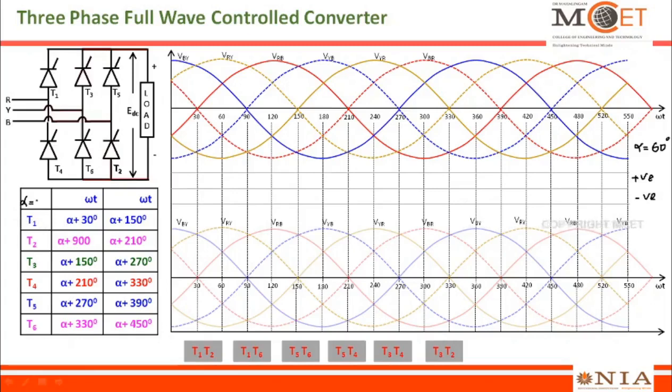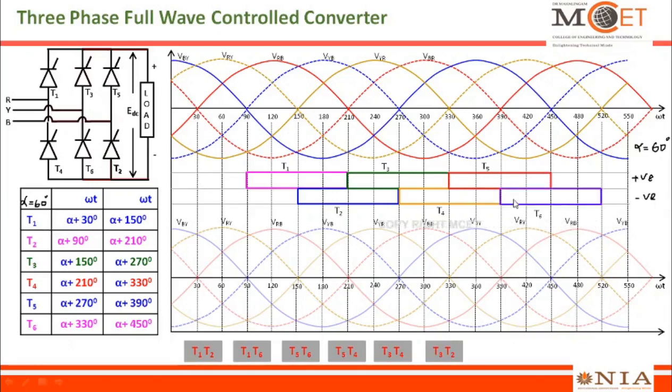So when alpha is equal to 60 degrees, T1 will start at 90 and T1 will end at 210, which can be seen here. T1 starts at 90 and T1 ends at 210. Similarly, T2 will start at 150 and it will end at 270. T3 will start at 210 and it will end its conduction at 330. T4 will start at 270 and end at 390. T5 will start at 330, end at 450. T6 will start at 390, end at 520.